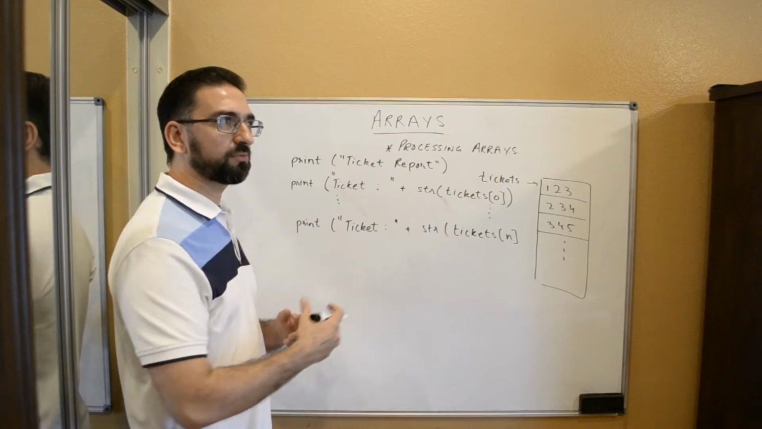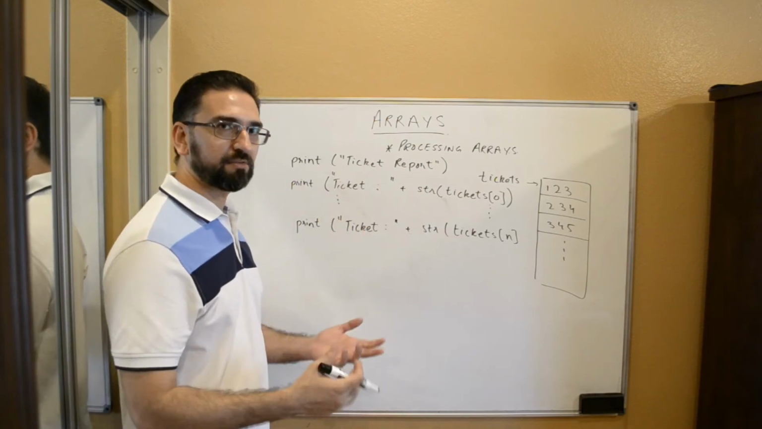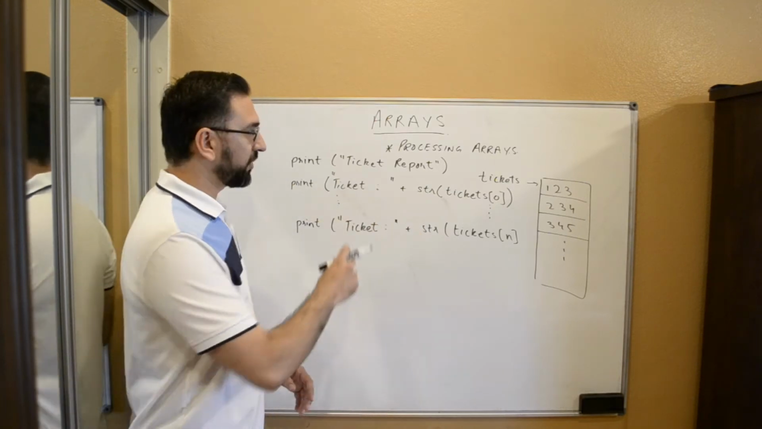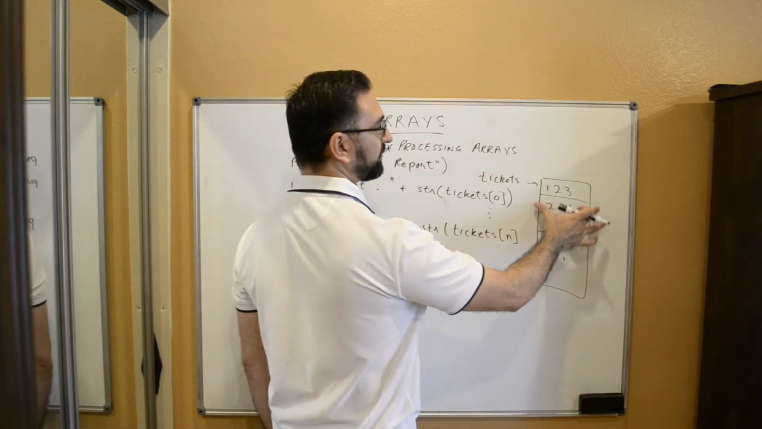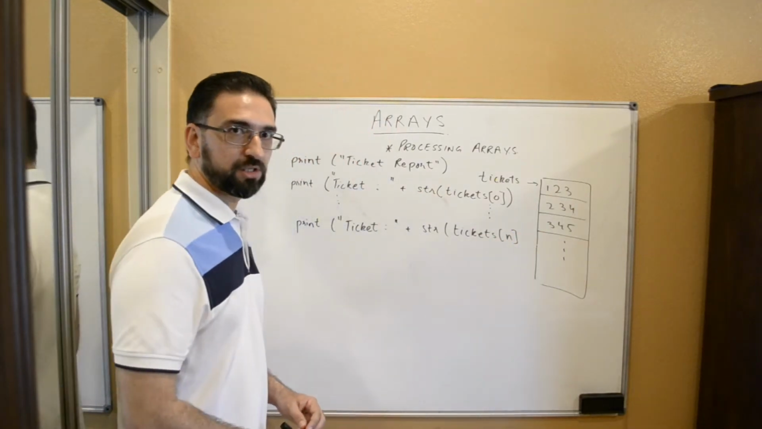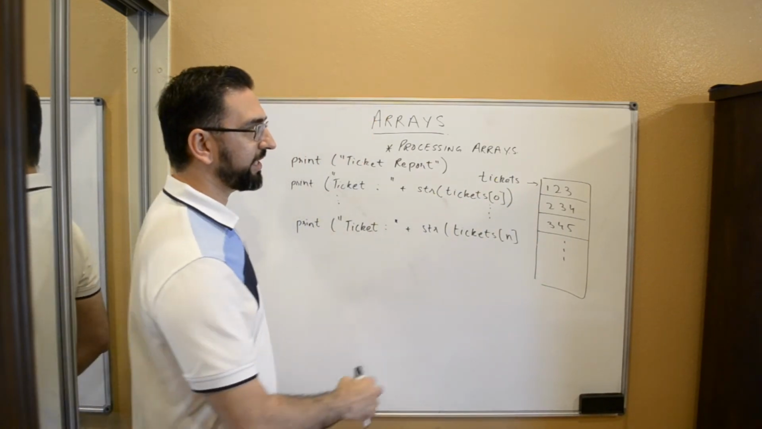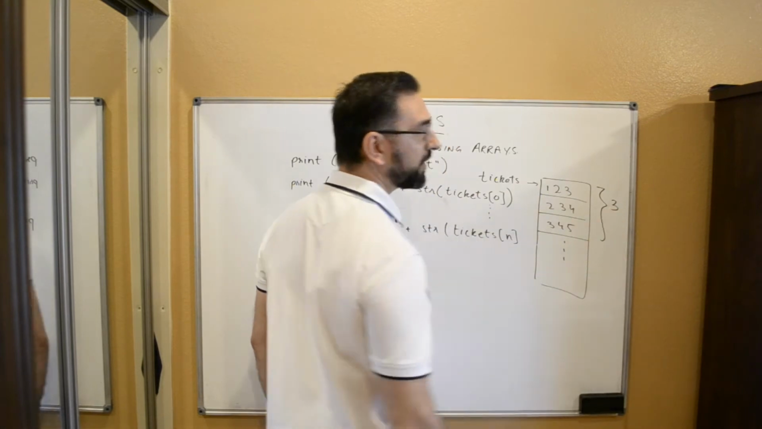If we have 100 tickets, we have to do these print statements 100 times. If we have 1,000 tickets, we have to do it 1,000 times. So that's not practical. So if you see, this is a repetitive task. And the number of times we have to repeat is also known because we know the size of this array. In this case, we have 3 values in the array. Okay, but it could be more.